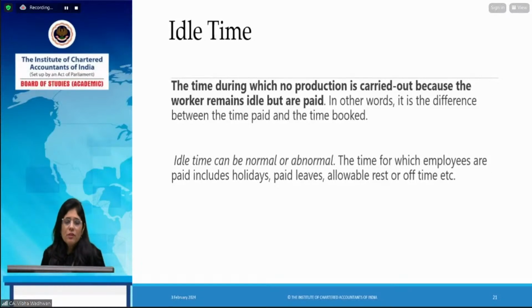So there could be normal idle time, there could be abnormal idle time. Normal idle time means the holidays we give, the Sundays we give, the paid holidays we give, the lunch hour, the break hour, the tea time, whatever is the recreation time, that is normal idle time. But if the worker is taking time over and above that, that becomes abnormal idle time.